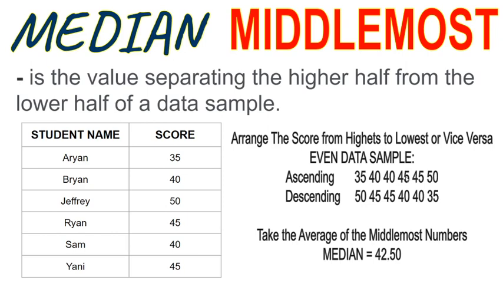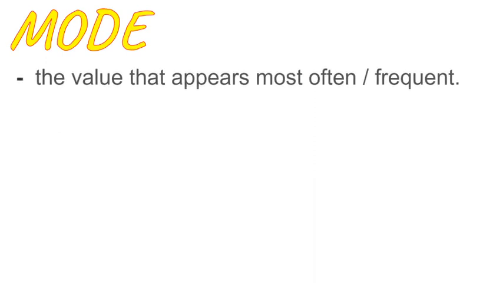In order for you to get the median, you simply have to get the average of the two numbers, and the result, or the average, becomes the median. So 40 plus 45 divided by 2, that's how you get the median for this particular data sample. Now you know how to get the median when you have an odd data sample and an even data sample. Now let's proceed to mode. What is a mode? Let's define it: the value that appears most often, or most frequently.